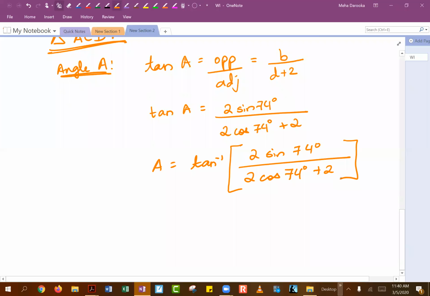This is where you would go ahead and plug this all in your calculator and get a decimal approximation. Adrian, you're looking a little lost to me.